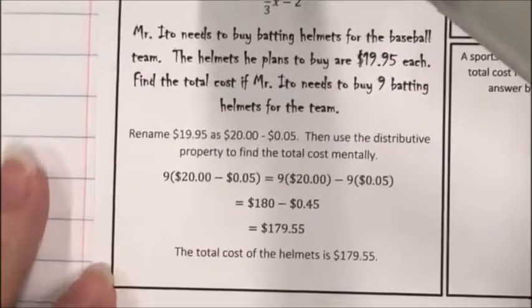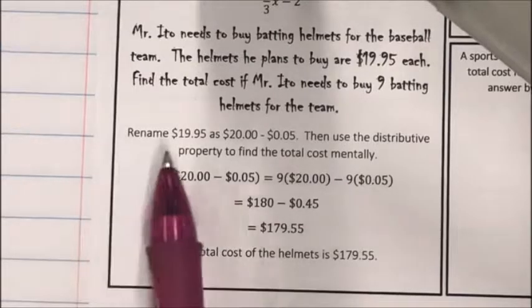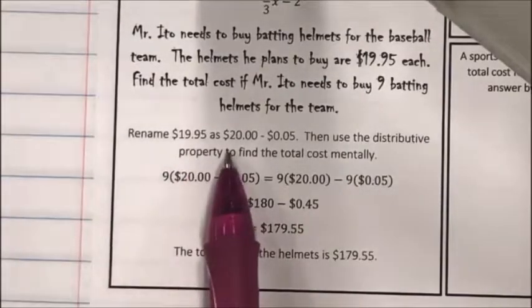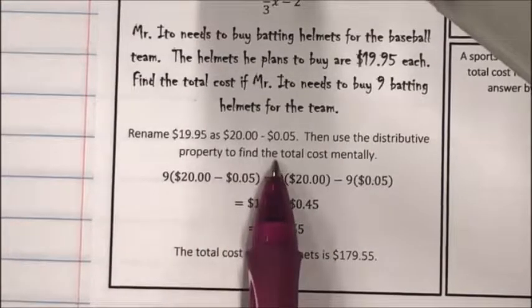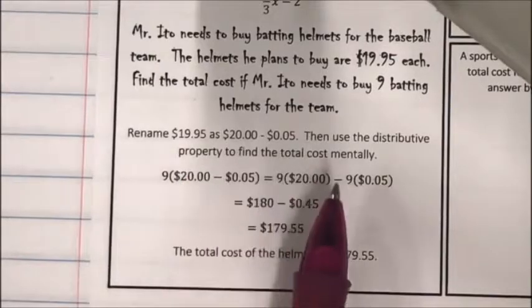My third example says, Mr. Ito needs to buy batting helmets for the baseball team. The helmets he plans to buy are $19.95 each. Find the total cost if Mr. Ito needs to buy 9 batting helmets for the team. So I can rename $19.95 as 20 minus 5 cents. This is the same as the $19.95.